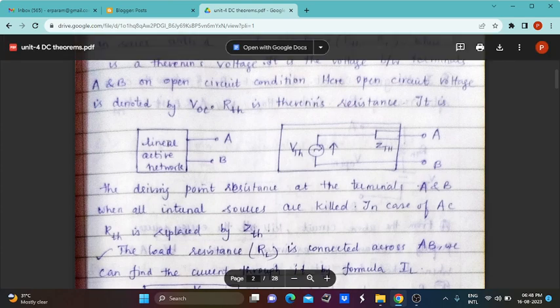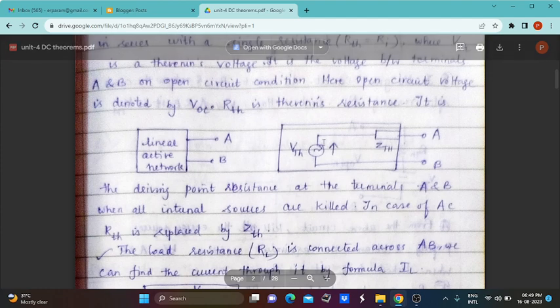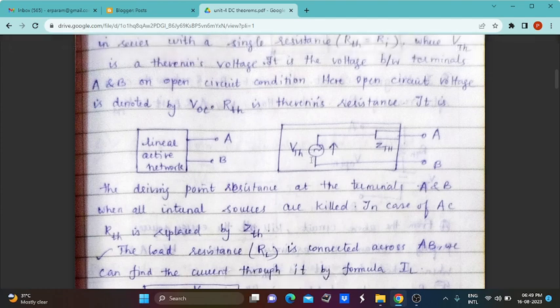Let us consider this linear active network with terminals A and B, and the Thevenin's equivalent circuit which has a VTH and ZTH. In AC and DC circuits we have to differentiate the representation of the voltage source. Whenever you have a DC circuit, the voltage source consists of two polarities, positive and negative, and instead of ZTH we consider only a pure resistive component, that is a resistor, which is called RTH, Thevenin's resistance, and the voltage is VTH.